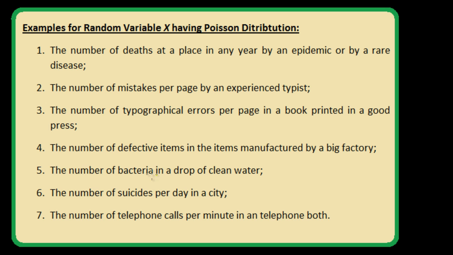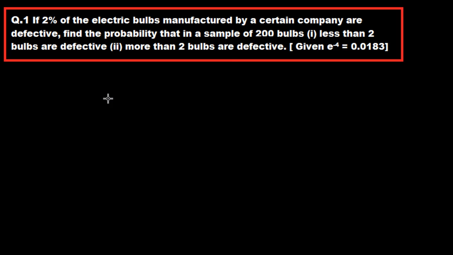The number of bacteria in a drop of clean water, the ratio of bacteria in a clean water drop would be very small. The number of suicides per day in a city, where the ratio of suicide cases would be very small with respect to the population of the city. The number of telephone calls per minute in a telephone booth, where the incoming calls would be very low per minute. So in these sorts of problems, we could easily apply this Poisson distribution.